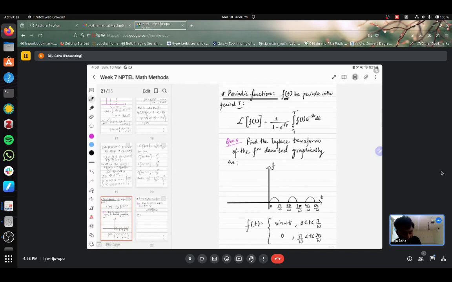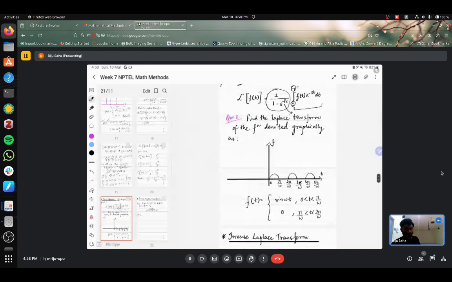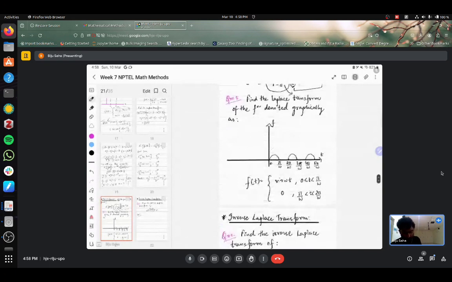So the definition remains the same as the Laplace transform, that is f(t) e to the power minus st dt. But the range of integration is different, it is over one period. There is also a prefactor, 1 by 1 minus e to the power minus capital Ts. This is where the time period comes in. I hope that is clear. So let's use this for this particular problem.